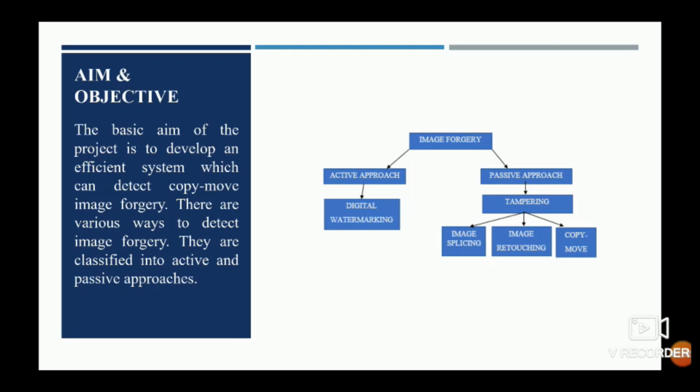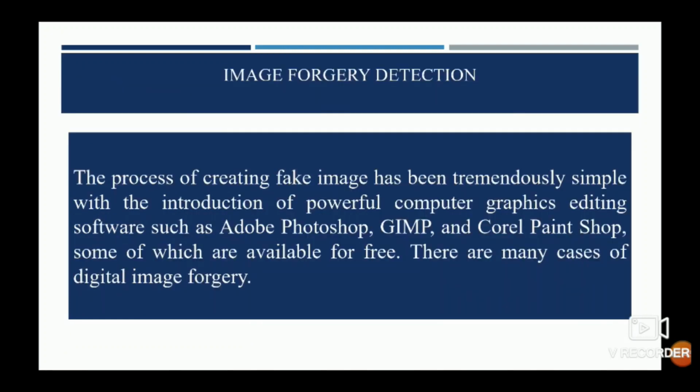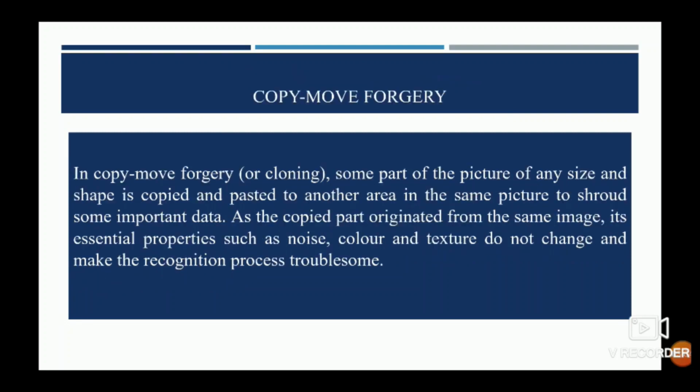Image splicing is simply copying a part of one image and pasting it onto a different image. Image retouching is just altering the image, and copy move is copying a part of an image and pasting it onto the same image. The process of creating a fake image has become tremendously simple because there are so many apps that are free or available at a very low cost, like Adobe Photoshop, GIMP and Corel Paint Shop and many more. So there are many cases of digital image forgery.